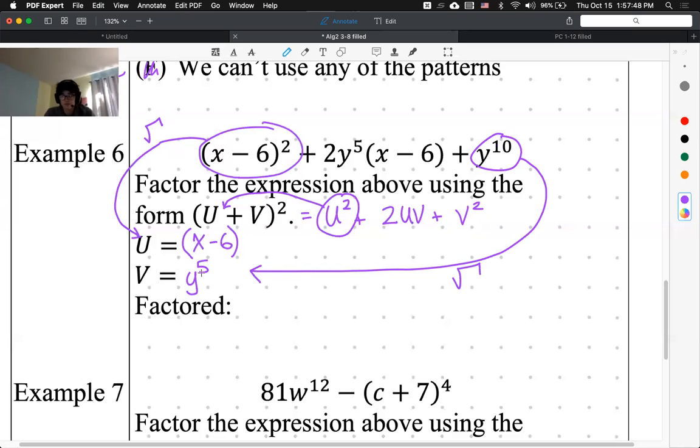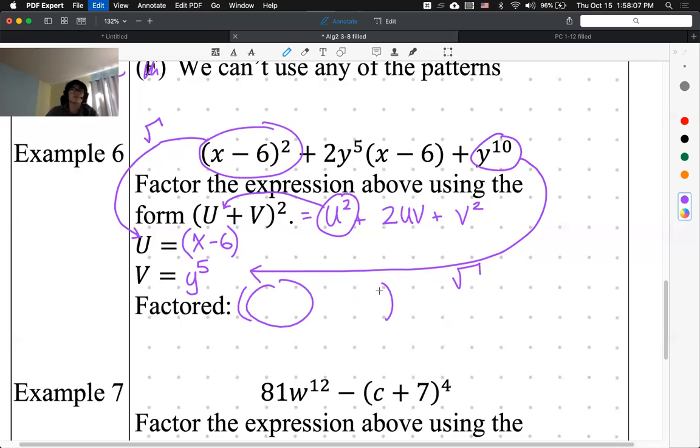Now that we've done that hard part, we just plug them in. U is x minus 6. V is y to the power of 5. Plug it into the form that they gave you. Here we go. Factored form. U is this quantity. This used to be U right here. This used to be plus V squared.